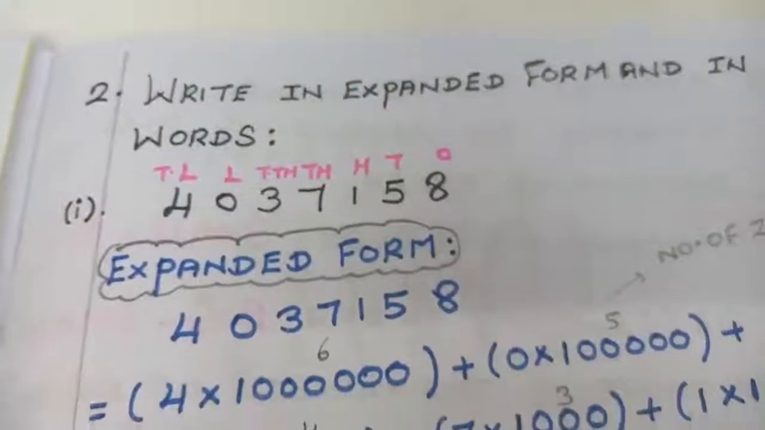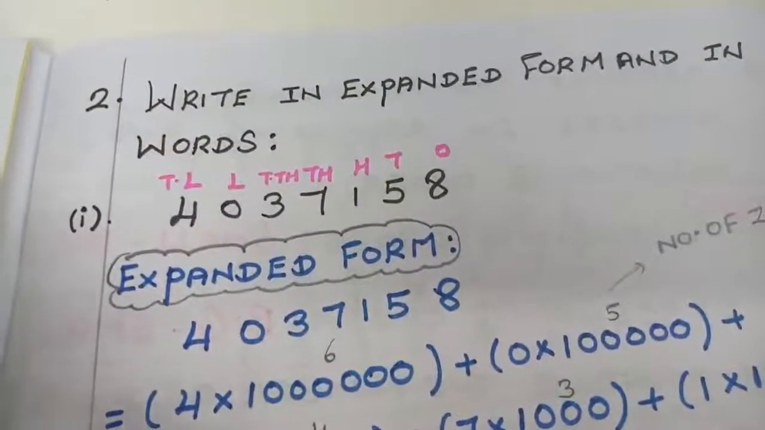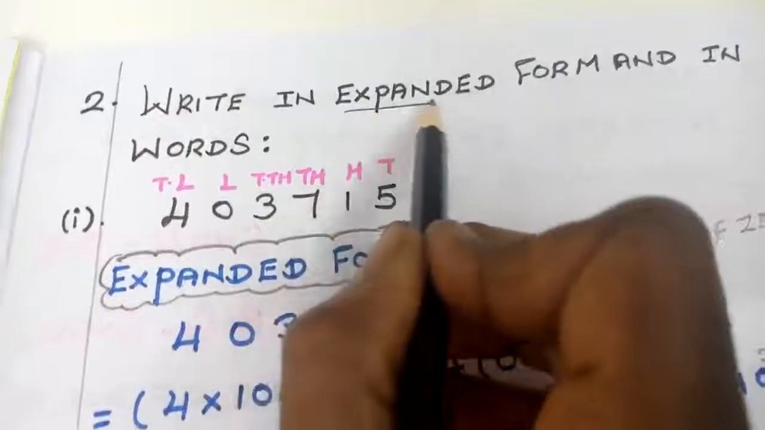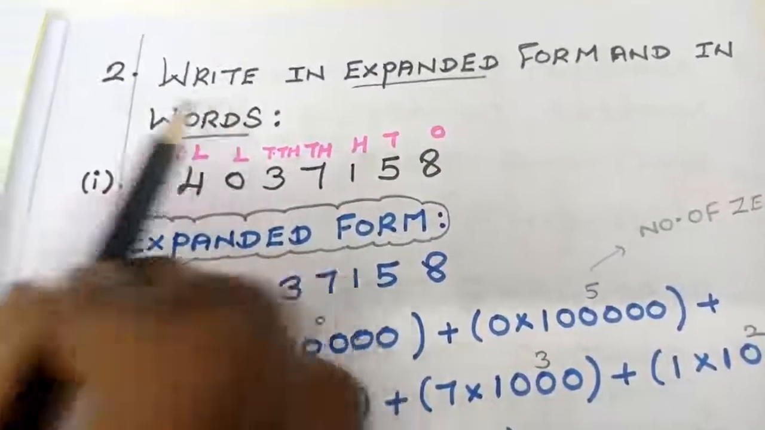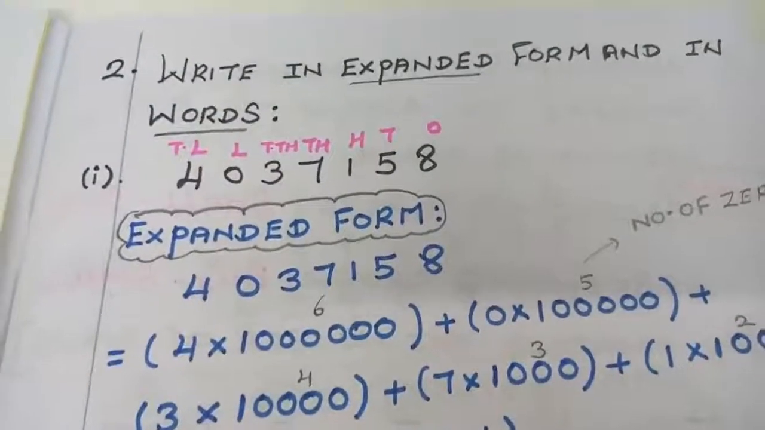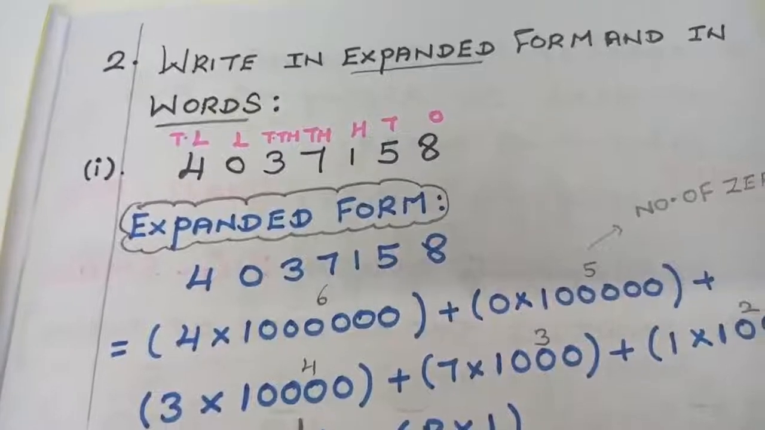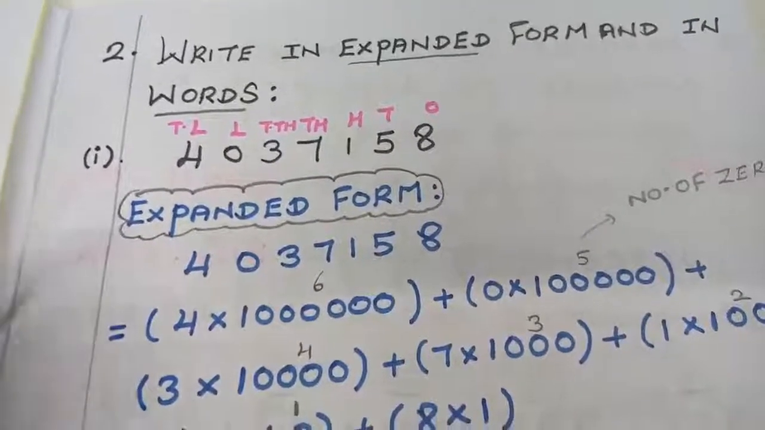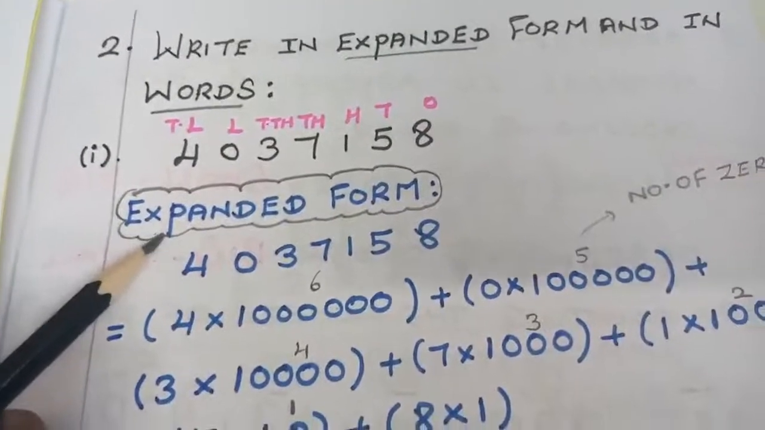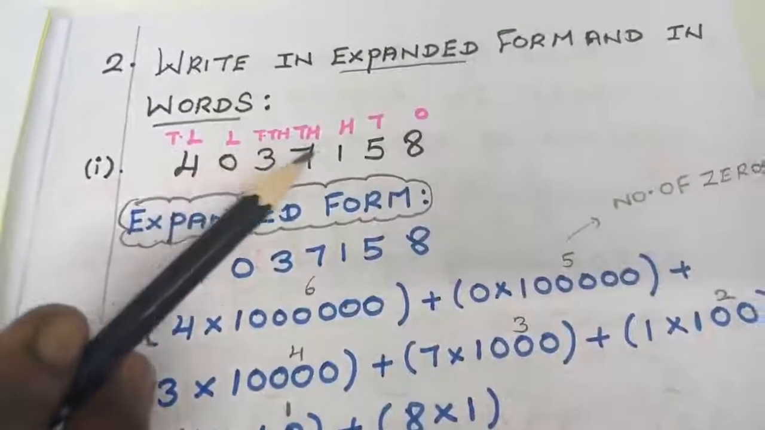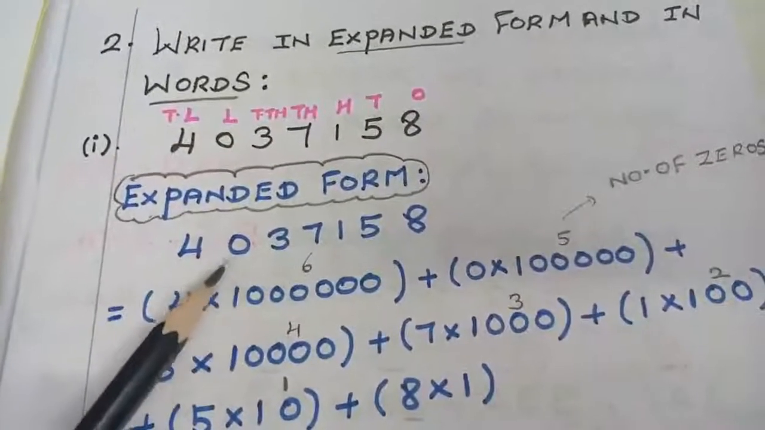Second question, write in expanded form and in words. They are asking you two things here. First they are asking you to write in expanded form and next they are asking you to write the given number in words. The first question I am taking here, first I am writing in the form of expanded form. Before that you have to write the place value of the digits. After writing I am just going to expand.